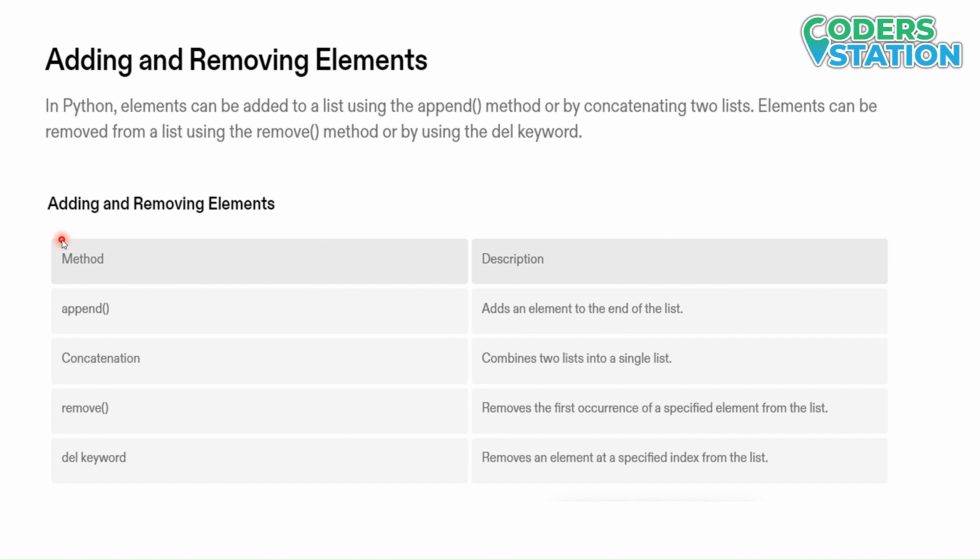For adding and removing, we have used various methods like append, concatenation, remove and the del keyword. Concatenation we have done with the help of the extend method and with the plus operator, by using plus between two lists, storing the whole list in a third variable and printing that variable. And for deletion we have seen remove and the del keyword. Now we will see various methods which are used for manipulation of the list.